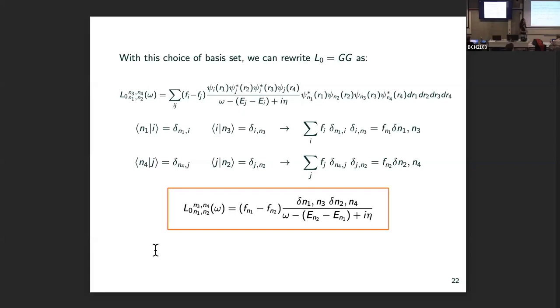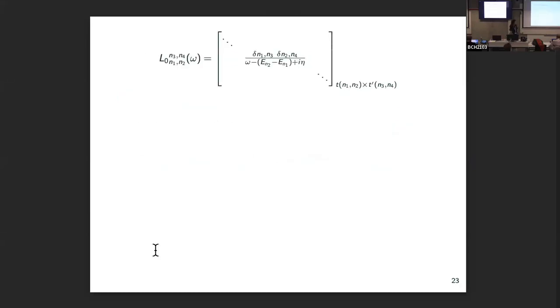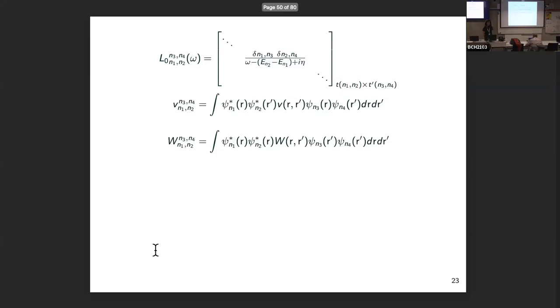At this point, there is no need to define N1 and N2 as occupied and unoccupied states. This is a more general concept where all the possible transitions are considered. And we have these functions which tell us the occupation. So L0 with this definition would be diagonal in the transition space. So imagine we have a matrix of N1 and N2 times N3 and N4 transitions. We will get L0 as a diagonal. Again, it will depend on omega.